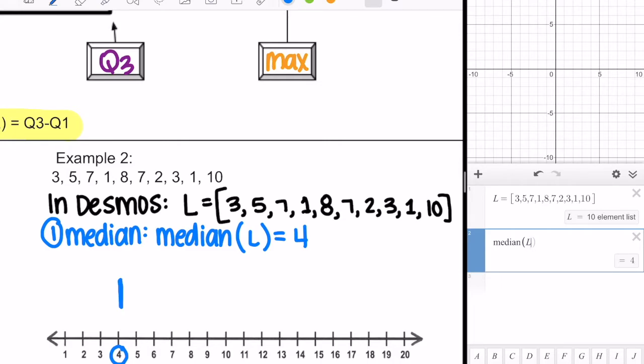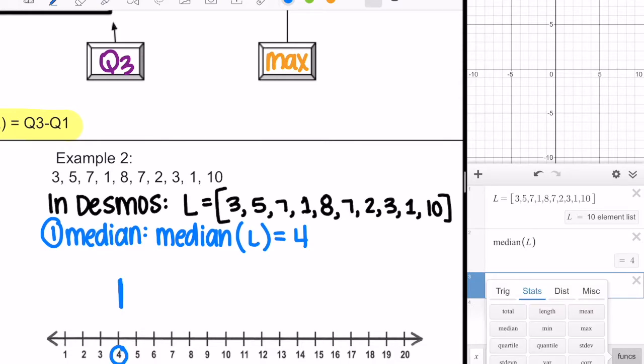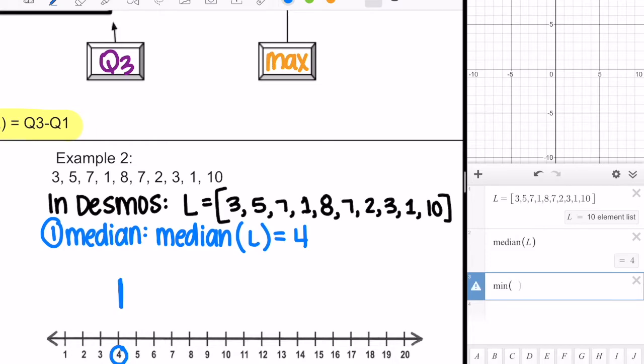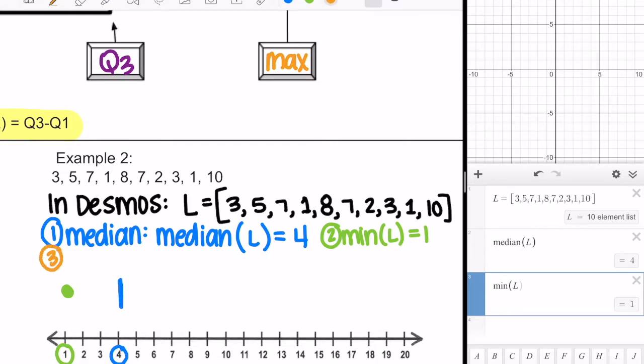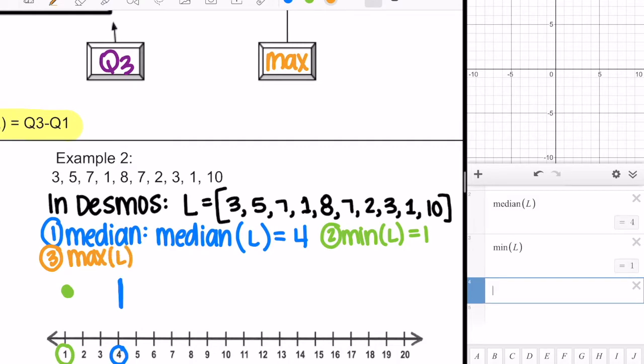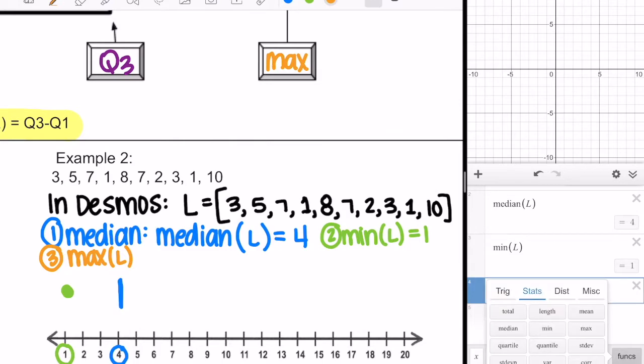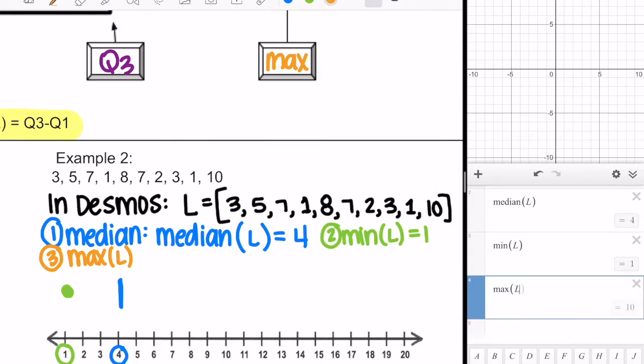All right, then next we need to find our minimum and our maximum. That's usually pretty easy. You can put that in Desmos if you need to. You can type min of your list L, which is 1. Okay, so that's our minimum. That's going to be a whisker. Step 3, the maximum of our list is pretty obvious, but if you want to type it in, again, you can. It's 10.